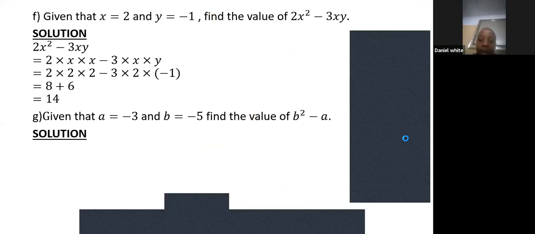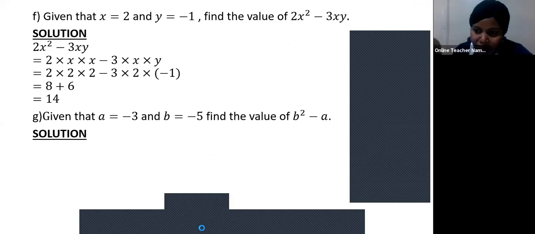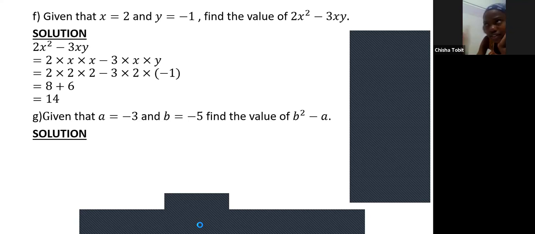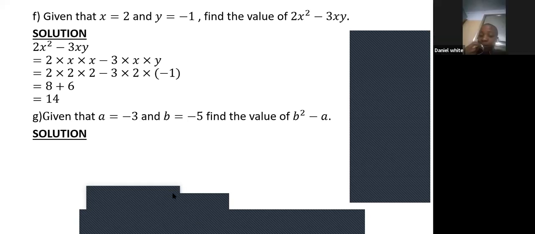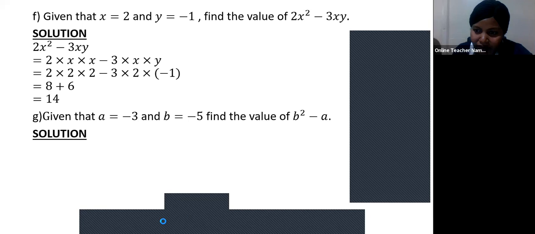B times B minus A. Excellent. Substitute for us. It's going to be negative 5 times 5 times negative 5. Is it negative 5 times 5 or negative 5 times negative 5? Say it again. Negative 5 times negative 5. Negative 5. Then negative 3.